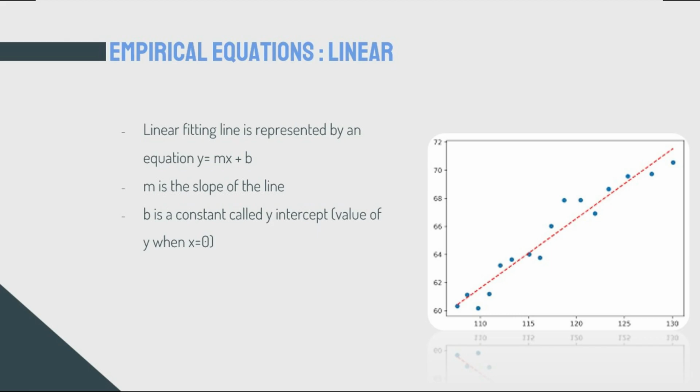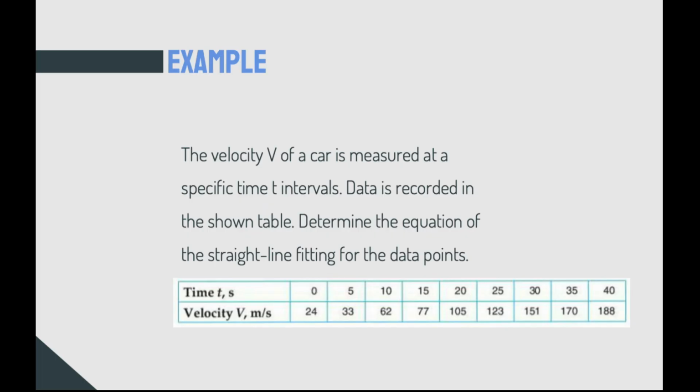Now let's take an example together. The velocity v of a car is measured at a specific time t, or a time interval t. Data is recorded as we see in the table. Now determine the equation of the straight line fitting the data points. I would love to do it by hand, but that's fine. You can go ahead and plug it into your Excel sheet.